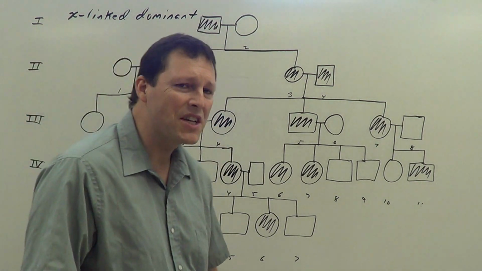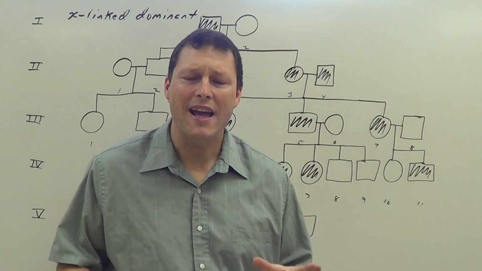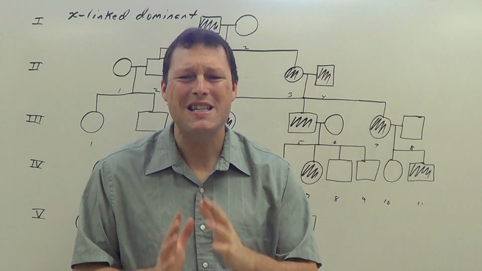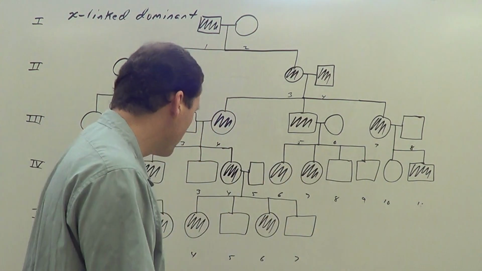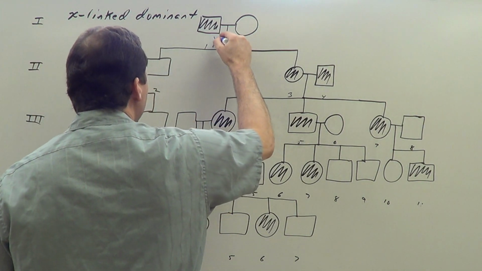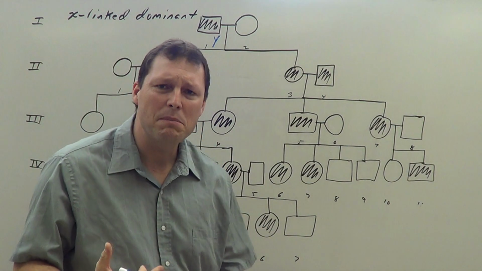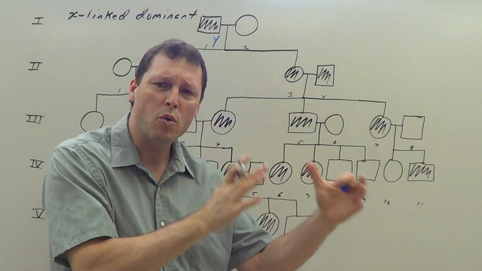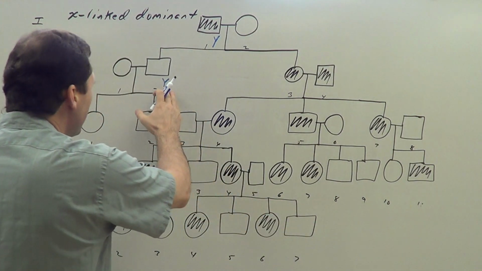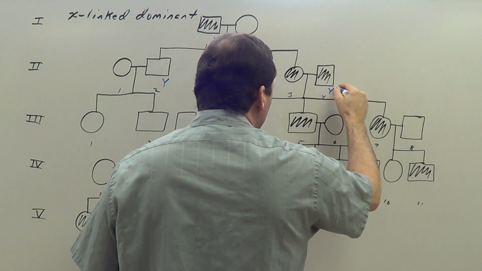Now, because it's X-linked, meaning this trait is found on the X chromosome, and males only have one X chromosome, what I'm going to do for the second letter with males is I'm going to put a Y. So wherever there's a male, I'm going to put a Y as the second letter. You could just leave it blank. I don't like to do that because then I forget, did I totally figure out what that male had or didn't I? So by having a second letter there, I know I've handled that second letter.